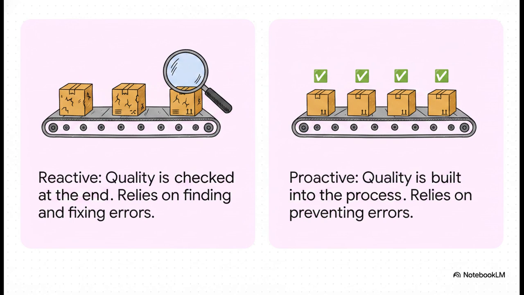The old reactive approach inspects for quality at the very end of the line, which is basically planning to fail and then trying to clean up the mess. The proactive, lean approach builds quality into every single step of the process right from the start. You design a system where defects are a rare surprise, not a daily expectation.